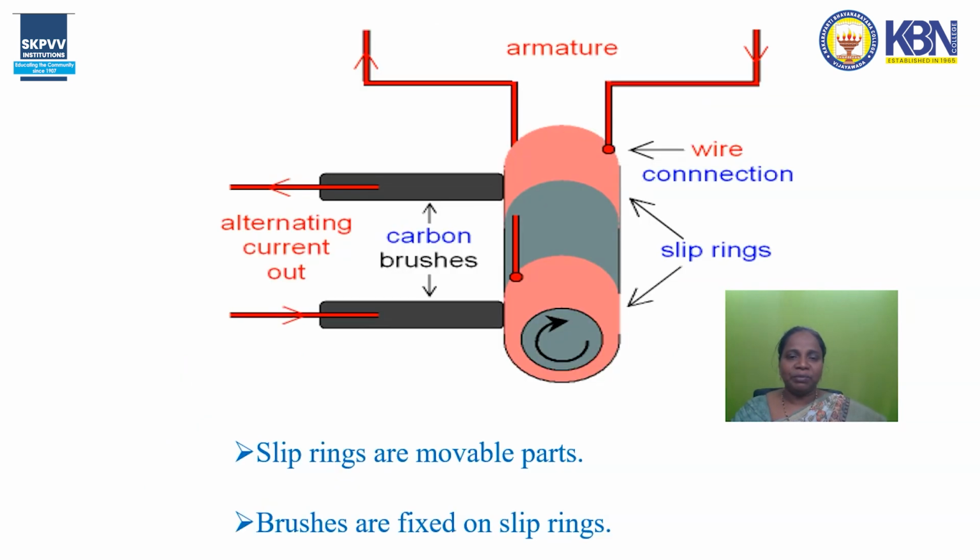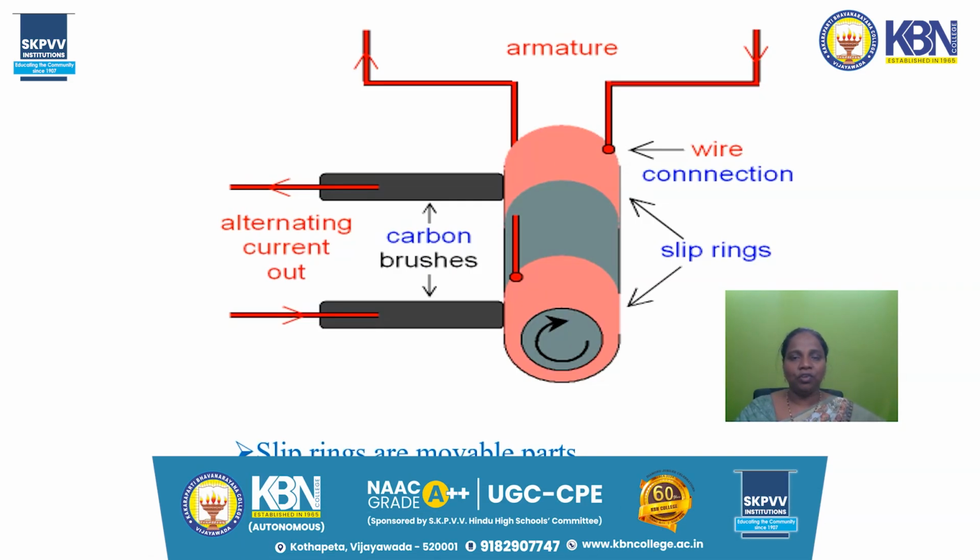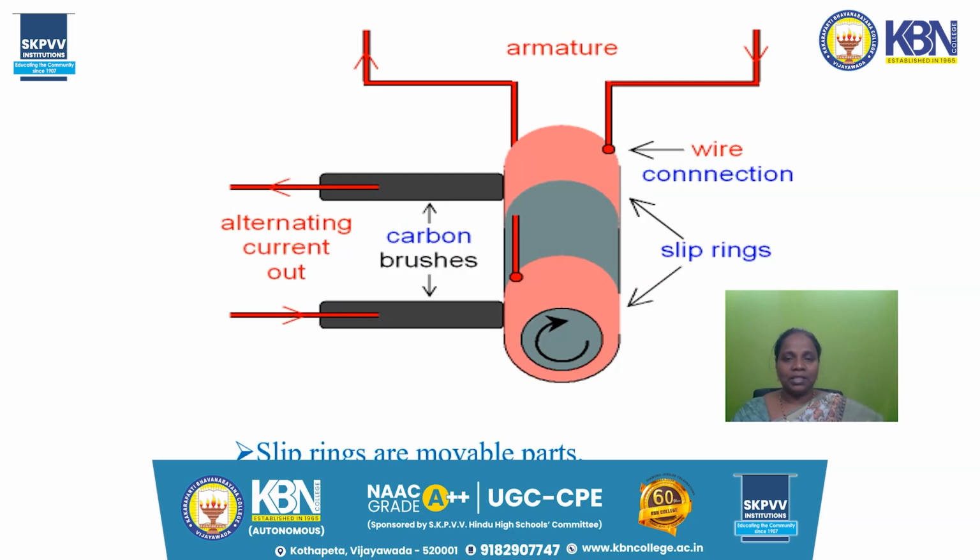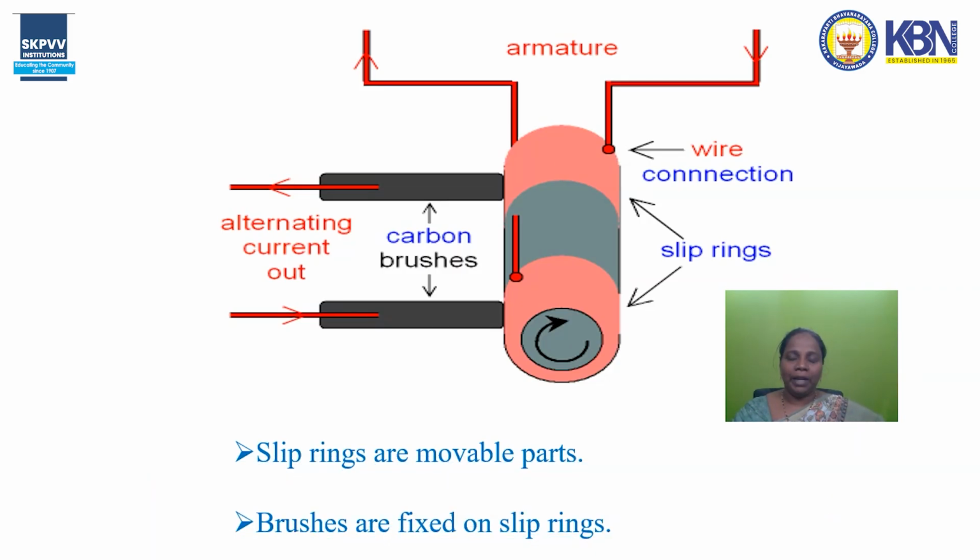So this diagram represents the remaining two parts in the AC generator. The red color parts are the slip rings. They have an individual connection with the armature. They are movable bodies, and they are helpful to make free rotation of the coil along the axis of rotation.